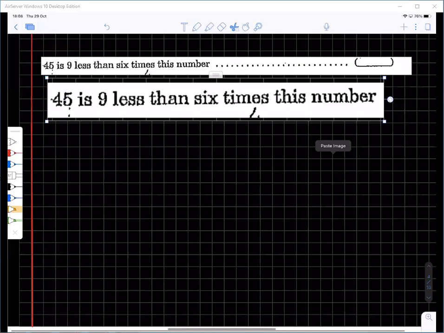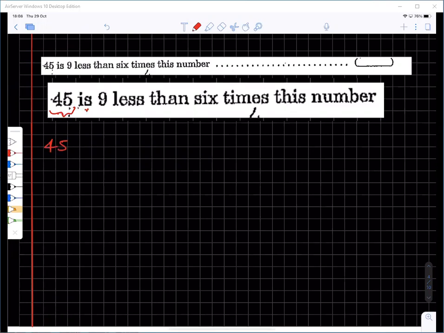That's better. Okay, so Musa, can you start translating bit by bit for me, please? So 45 is 45. Good. And what does the word "is" mean? "Is" means equals. Next, "9 less than" means minus 9. Beautiful. And then "6 times this number" means times.